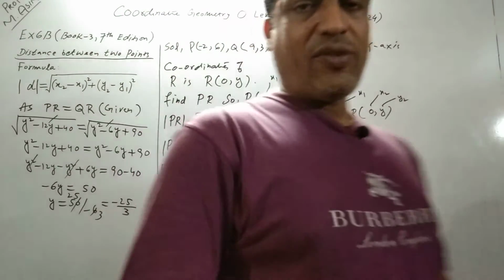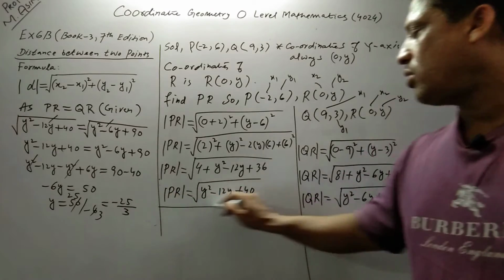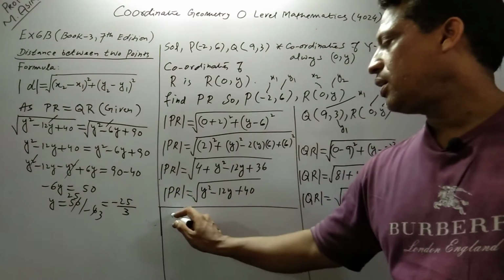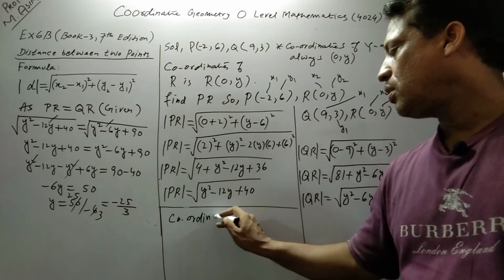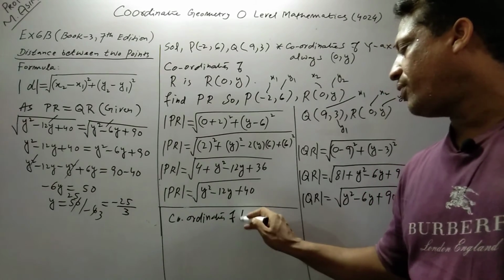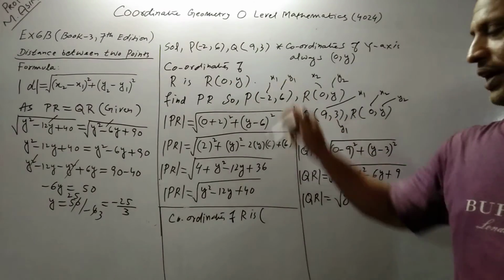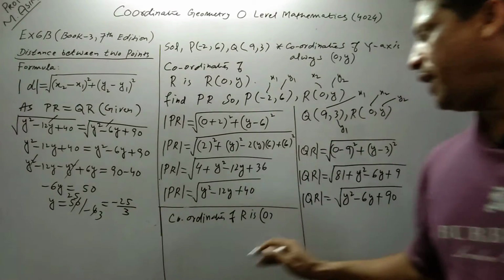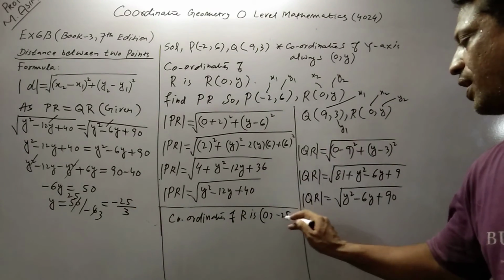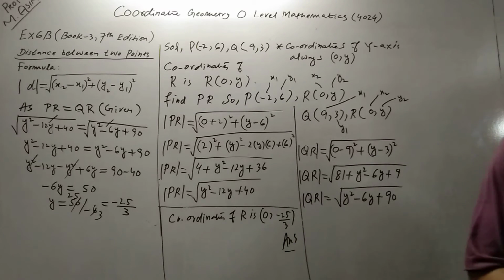Hence, what was the requirement? The requirement was to find the coordinates of R. The coordinates of R are 0 comma y. What is the value of y? You obtained minus 25 upon 3. This is your final answer of question 3, part A.